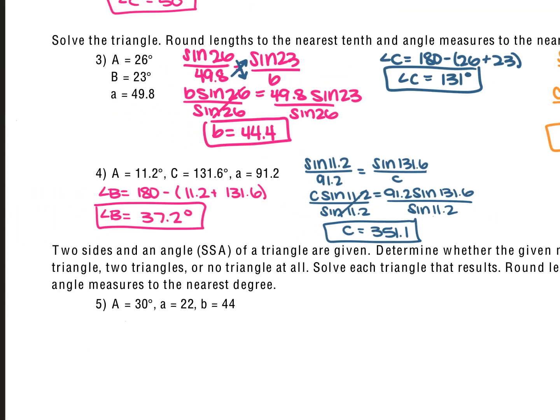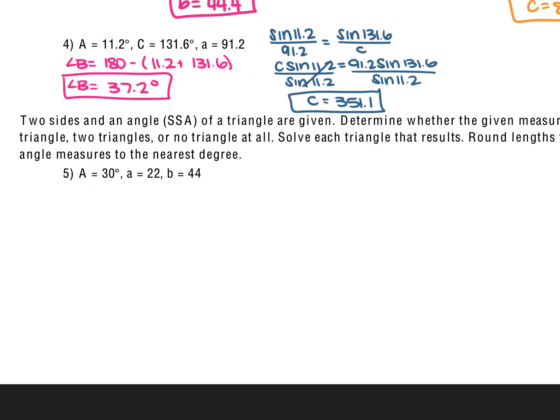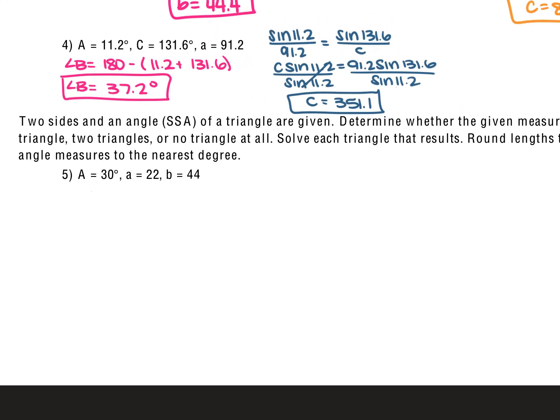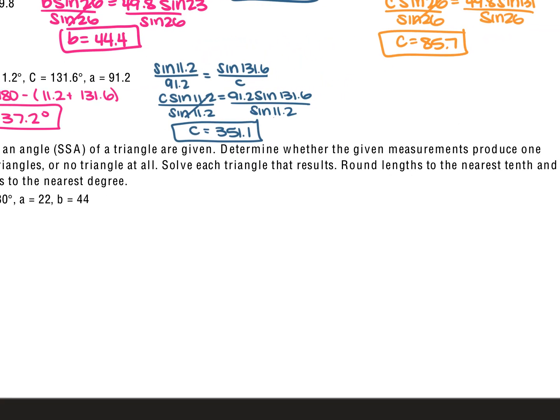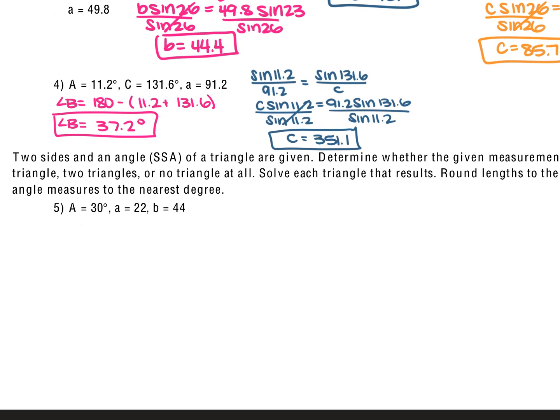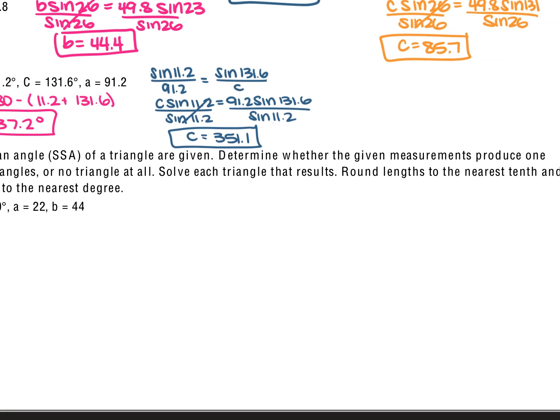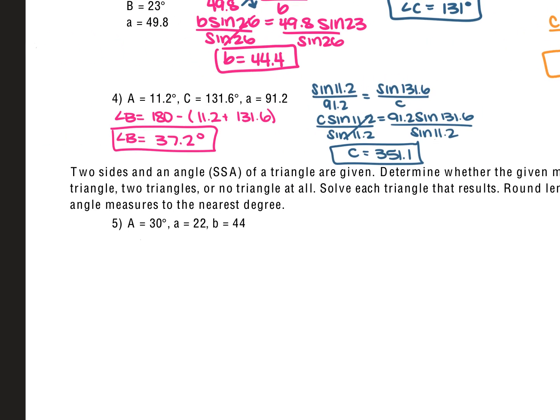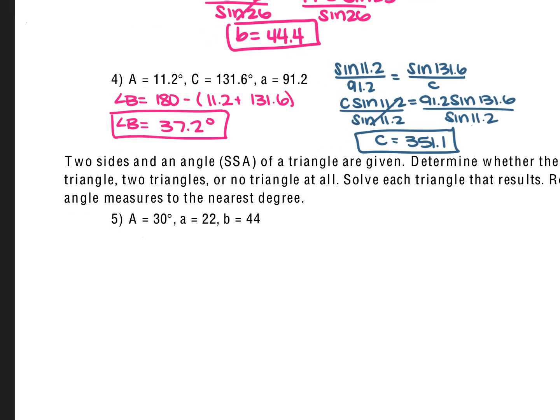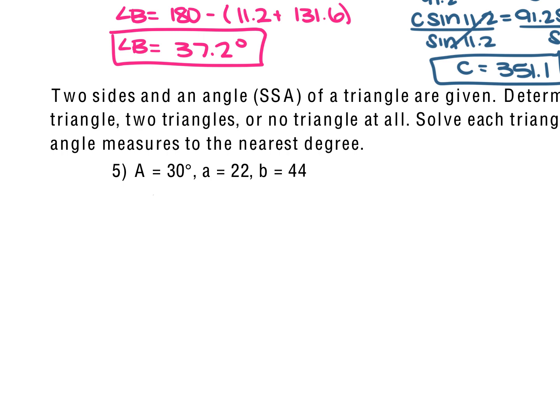For your next part, it tells you two sides and an angle of a triangle are given. Determine whether the given measurements produce one triangle, two triangles, or no triangle at all. Solve each triangle that results. Round lengths to the nearest tenth and angle measurements to the nearest degree. For 5, you have angle A of 30 degrees, side A of 22, and side B of 44. So we're going to start this by using law of sines.